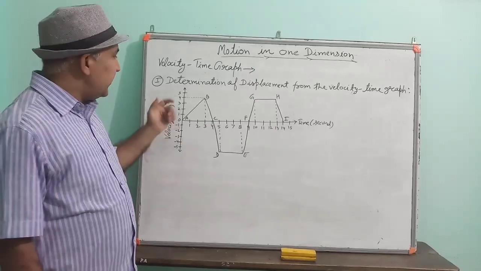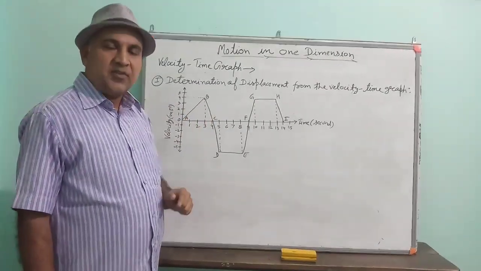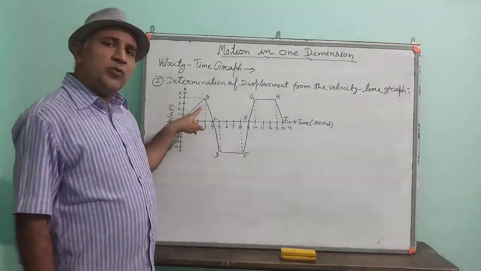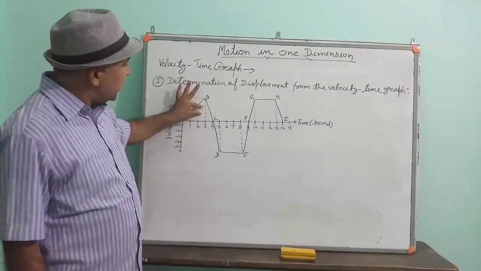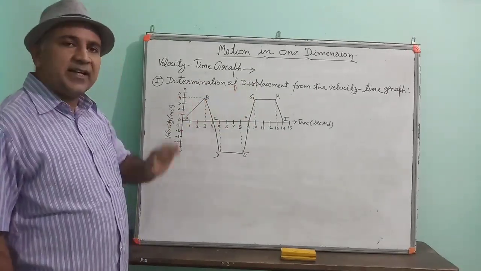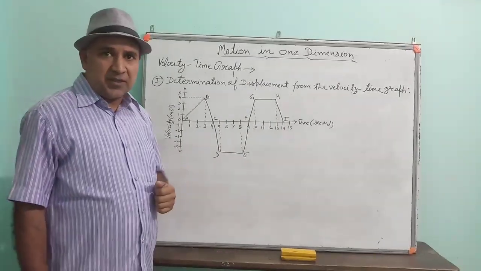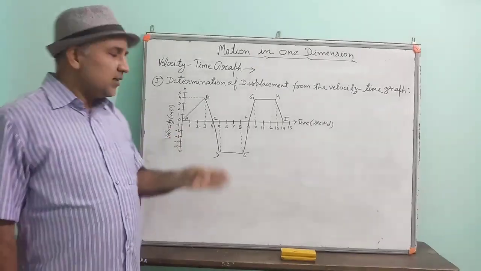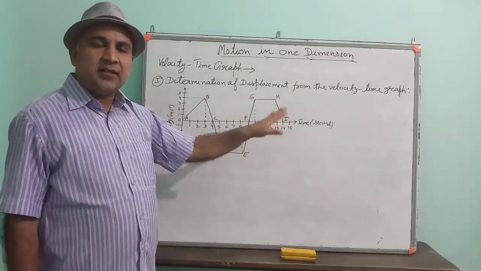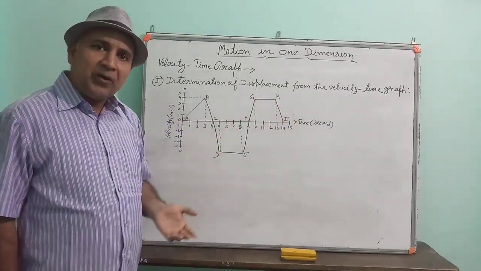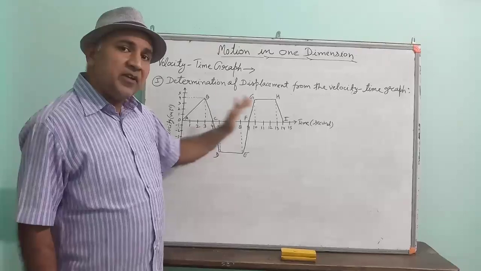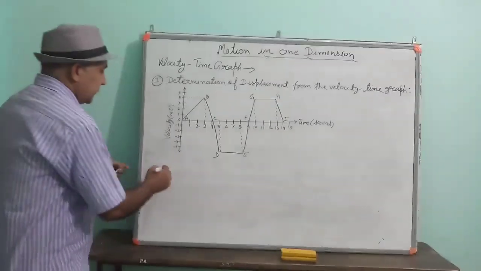From this graph we can find the distance and displacement. How? Since displacement is equal to velocity into time, from the area of these graphs we can find the distance and displacement. If we want to find distance, then all the areas of the graph will be added. To find the displacement, we will add all the areas with their sign. How? See it.